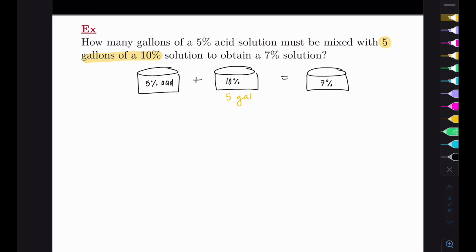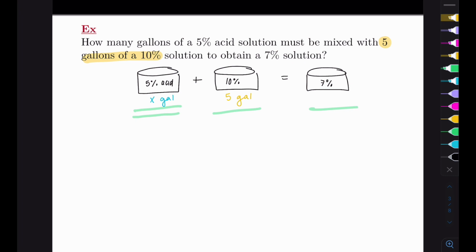The thing I'm specifically asked is how many gallons of a 5% acid solution must we mix? So this one is the most important one. That is what I want to find. What is X? How many gallons? The only thing I'm missing now is how many gallons of this final mixture we have. Think of it in terms of numbers. If I need 7 of this and I have 5 of this, in the end I have 12.